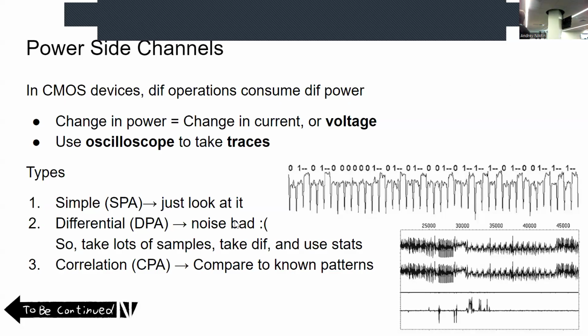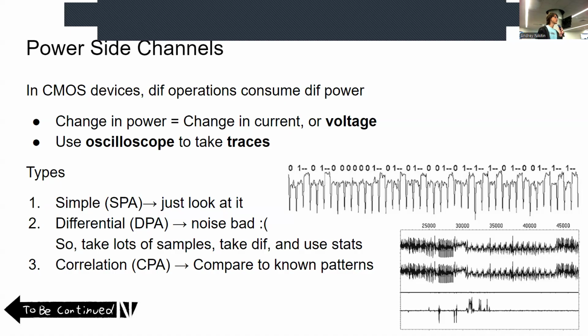In a computer, ideally, everything is constant time. But as we've seen before, not everything is handled the same, and it's also true for power consumption. In any CMOS device, which is a certain type of device that happens to be most of the devices we use, it has been shown that different operations consume different power.